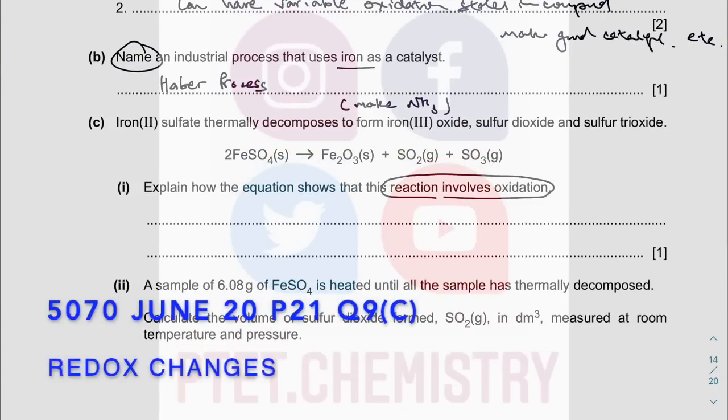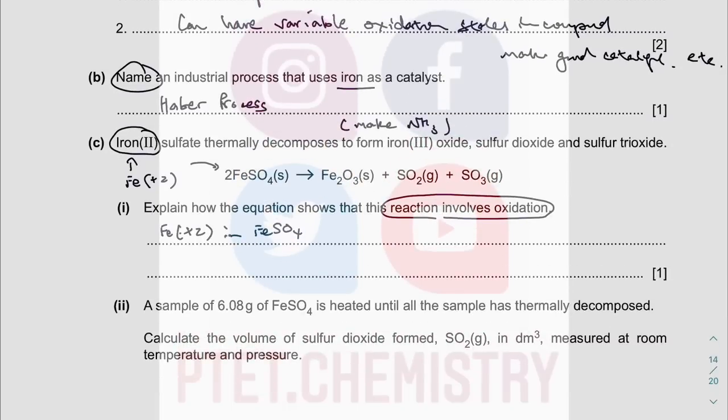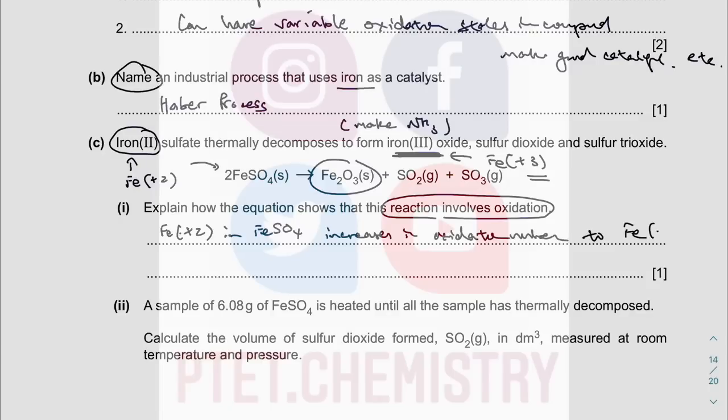Involve oxidation. So if you have FeSO4, the FeSO4 is iron(II) sulfate. Do you see that? So automatically it is iron +2. Iron +2 in FeSO4. What does it become? It becomes iron(III) oxide. You are lucky that they actually give you the name. So it's iron +3 automatically. Increases in oxidation number to iron +3 in Fe2O3.